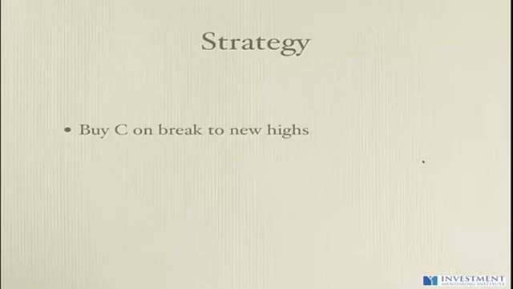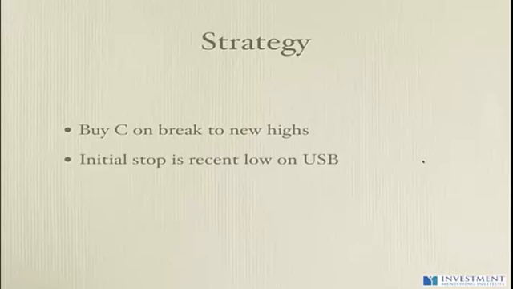However, this is where it gets tricky. Pay very close attention. Make sure your pen's all warmed up here. My stop loss is going to be yesterday's low on USB. So check this out. Let's assume that the market breaks up and I buy Citibank. Now, my stop loss is going to be yesterday's low on USB. So I buy C. One of two things can happen. It either keeps on going up and I make a ton of money, or it starts to go down.